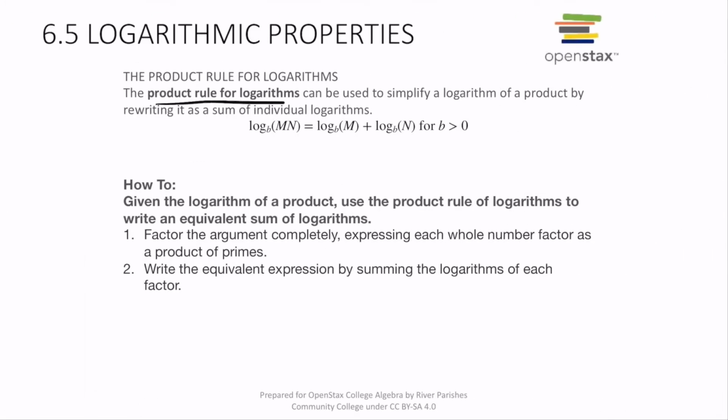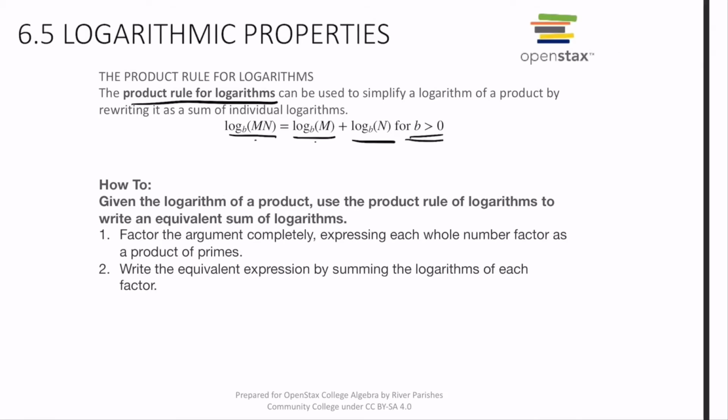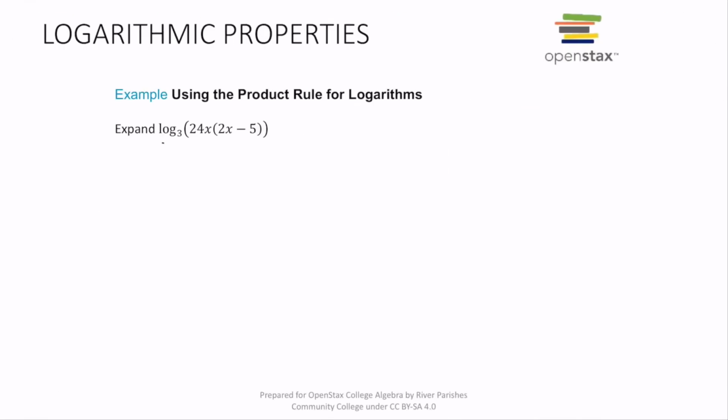Now the product rule here basically states that the product of two values under a logarithm is going to be the sum of the logarithms of each individual value. So log base b of mn becomes log m plus log n, provided that b is greater than 0. So how would you take this and split it? So we have log base 3 of 24x times 2x minus 5.